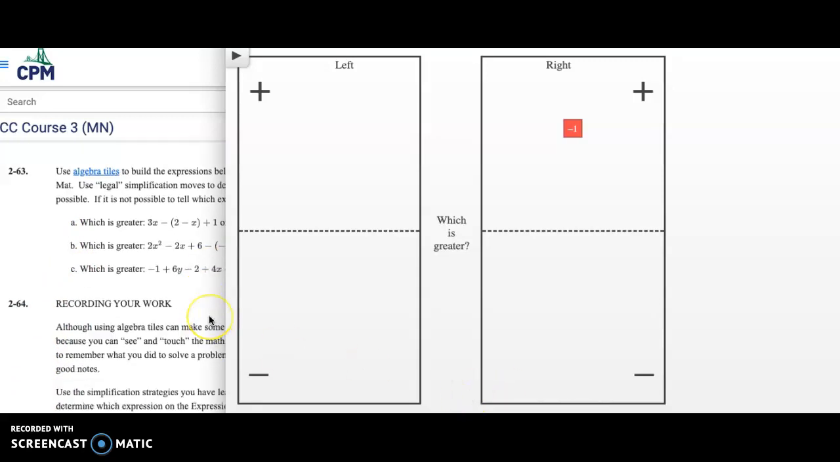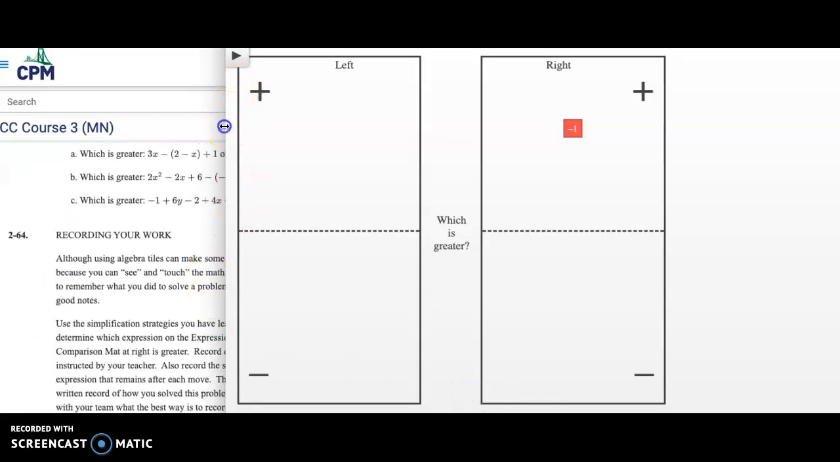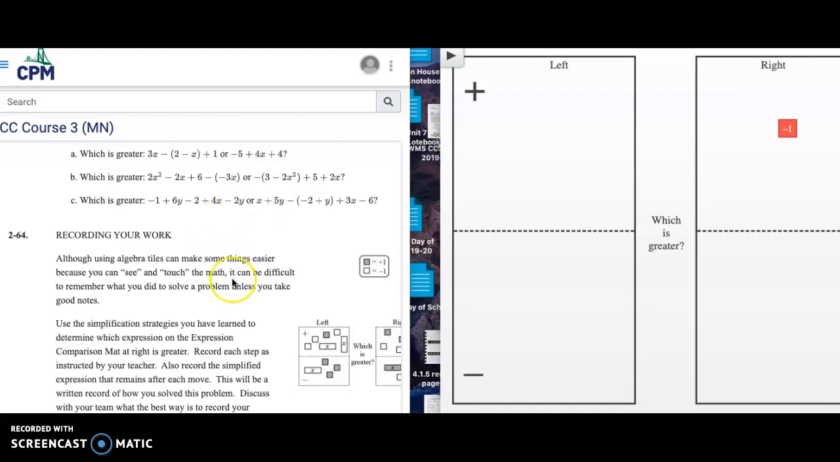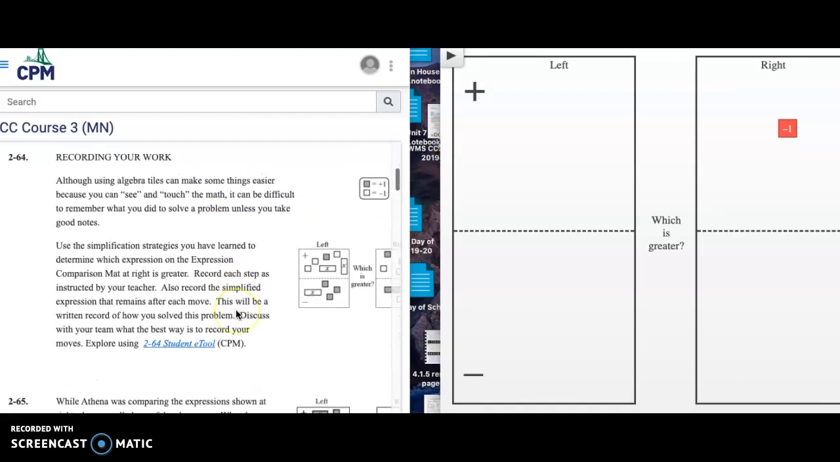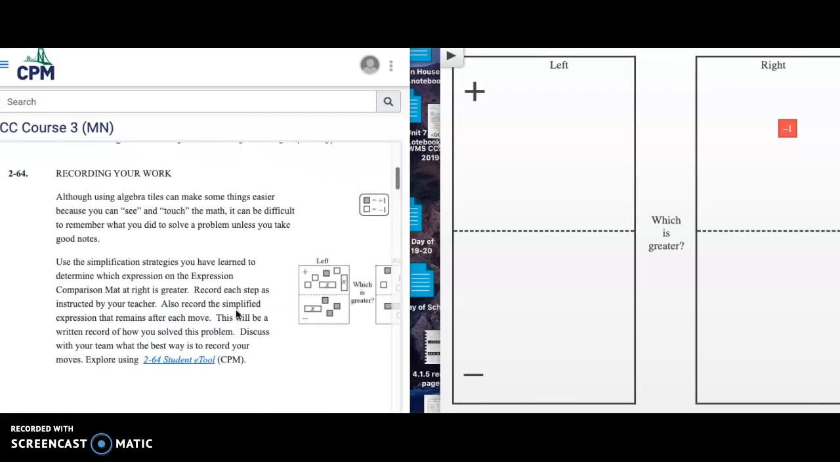So in class today, we are going to continue working on this lesson. And in addition to using the tiles to simplify, we're going to add a new step and we're going to record our work algebraically.